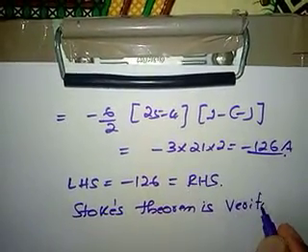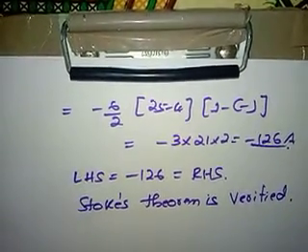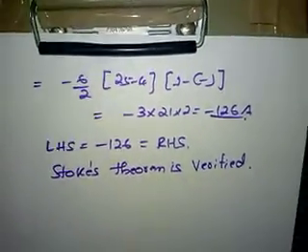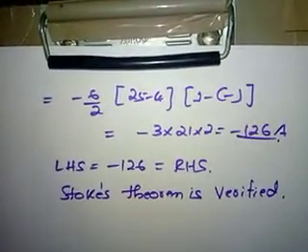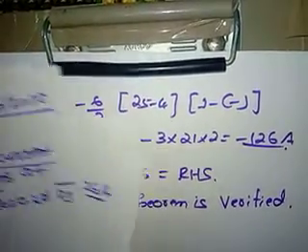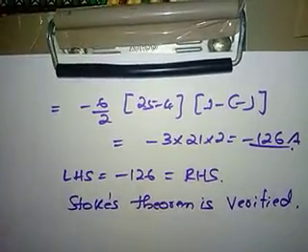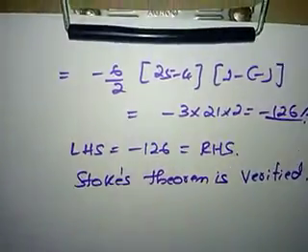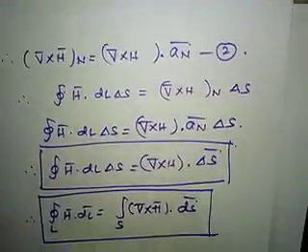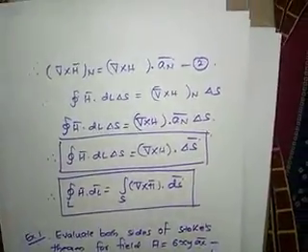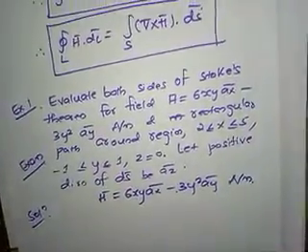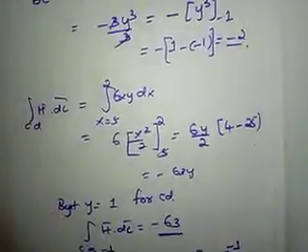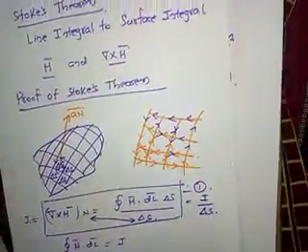So in today's class, students, first we solved one example. We started with an example on the vector current density, right? Then after that we took up Stokes theorem, we proved the Stokes theorem, and we solved a problem on Stokes theorem. Okay, so this is all about today's discussion.